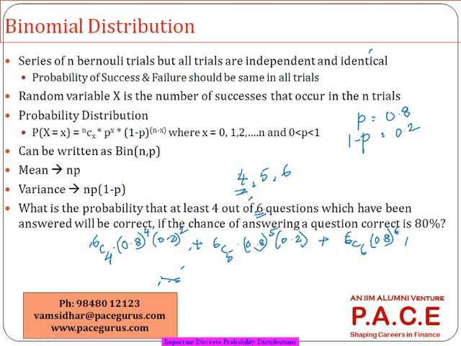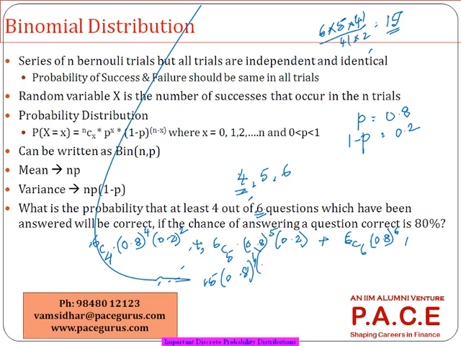So typically, 6C4 works out to 6 into 5 into 4 factorial divided by 4 factorial into 2, which comes out to 15. So 15 into 0.8 to the power 4 into 0.2 squared, plus 6C5 is 6 into 0.8 to the power 5 into 0.2, plus 6C6 is 1, 0.8 to the power 6. You can very well simplify this expression, which will give you the chance that at least 4 questions will be right. This is how we simplify a binomial distribution kind of question.